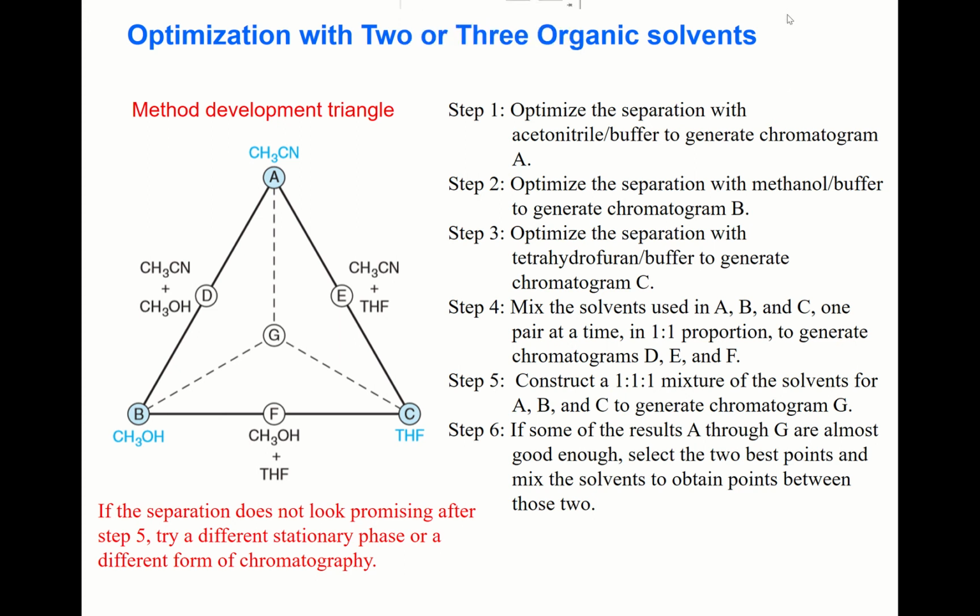Okay, now let's consider the solvent optimization for a good separation, but in this case with two or three organic solvents. We have seen how to optimize one solvent and aqueous buffer optimization. Change the ratio between organic solvent and aqueous buffer, and then we can run HPLC and see which combination, which ratio gives you the best result.